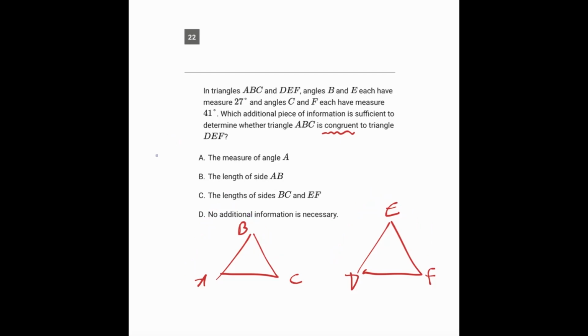So let's start labeling the measures they gave us. B and E are both 27. So 27 here, 27 here. C and F are both 41. So 41 there and 41 there. And what else could we have that would make the triangles congruent?